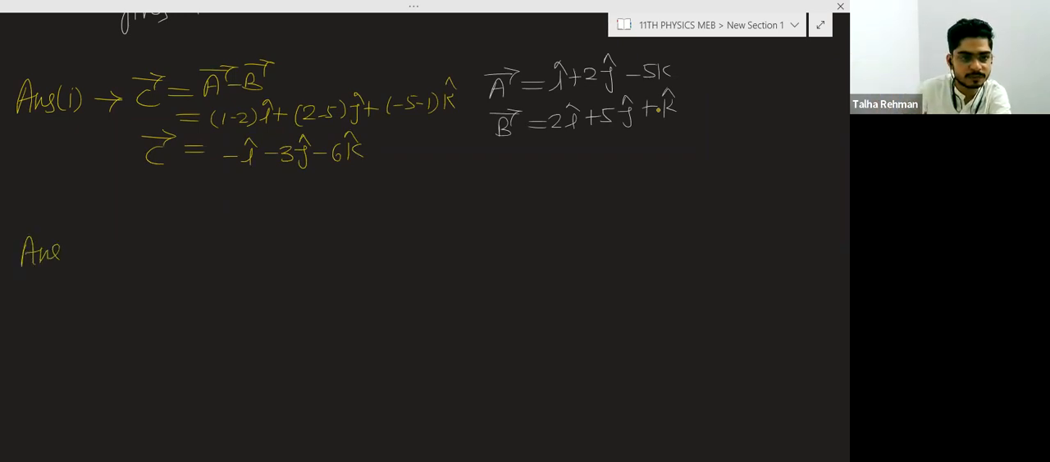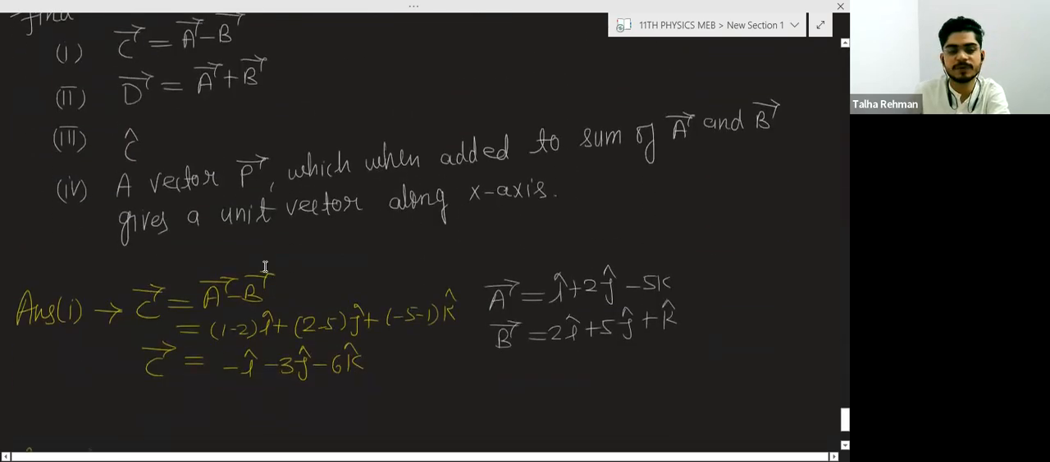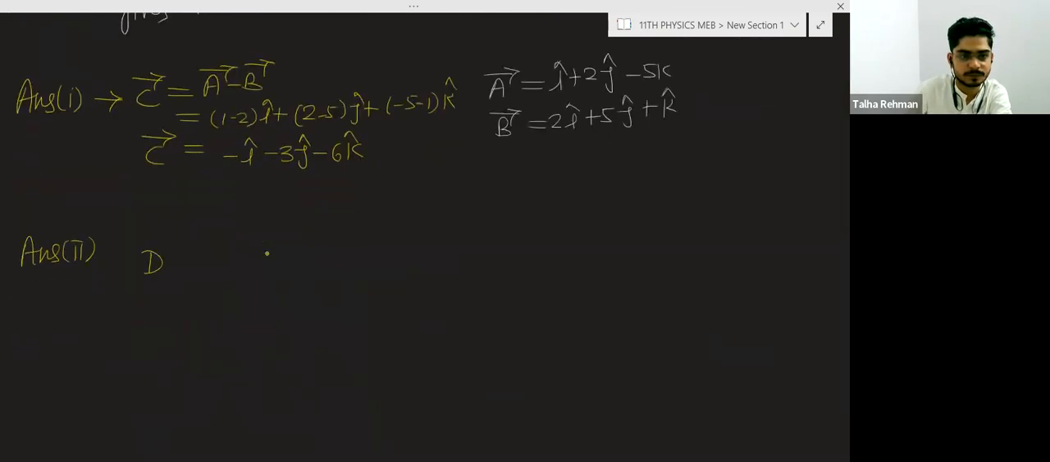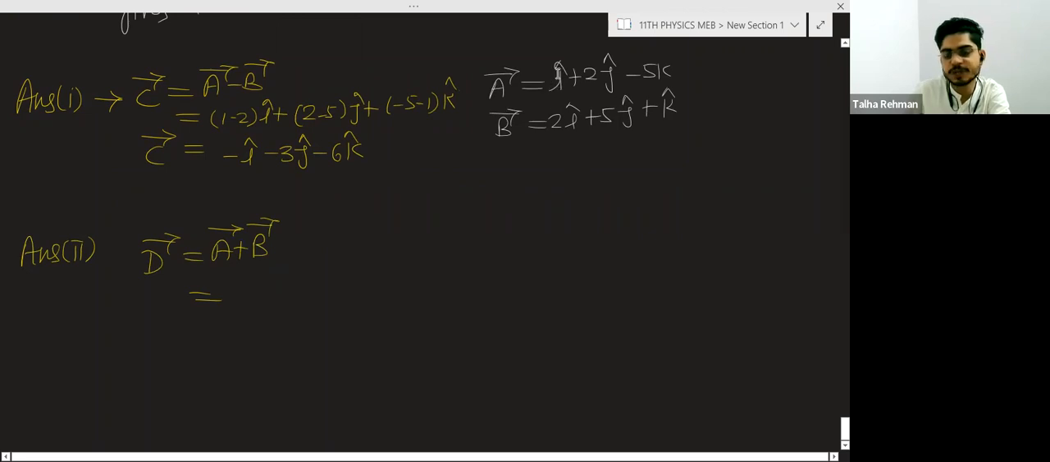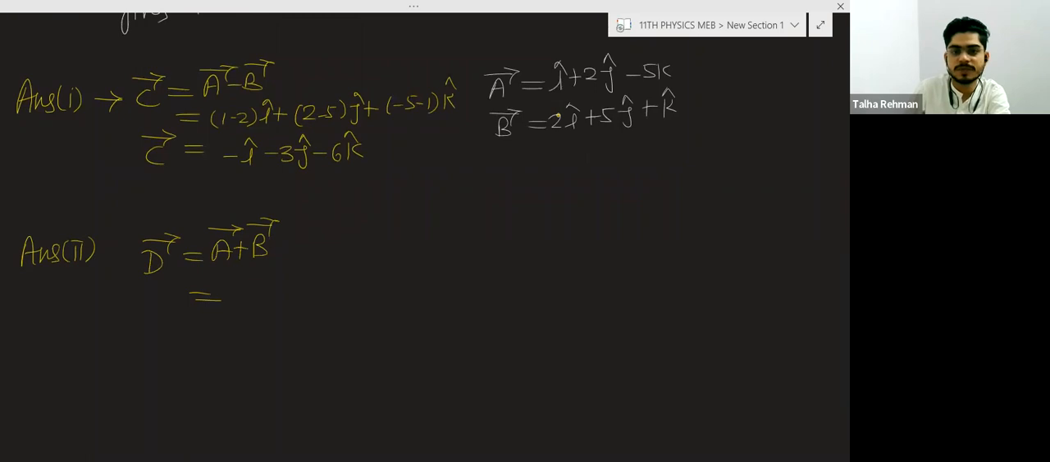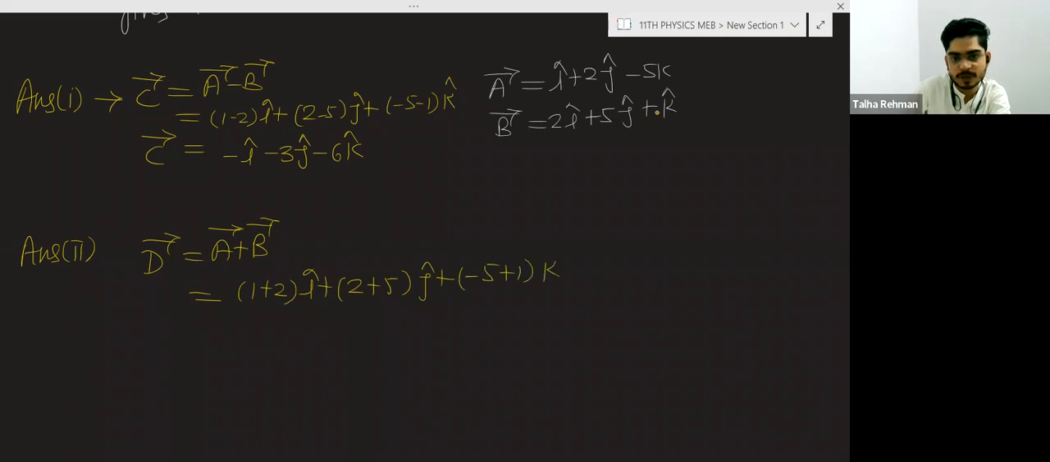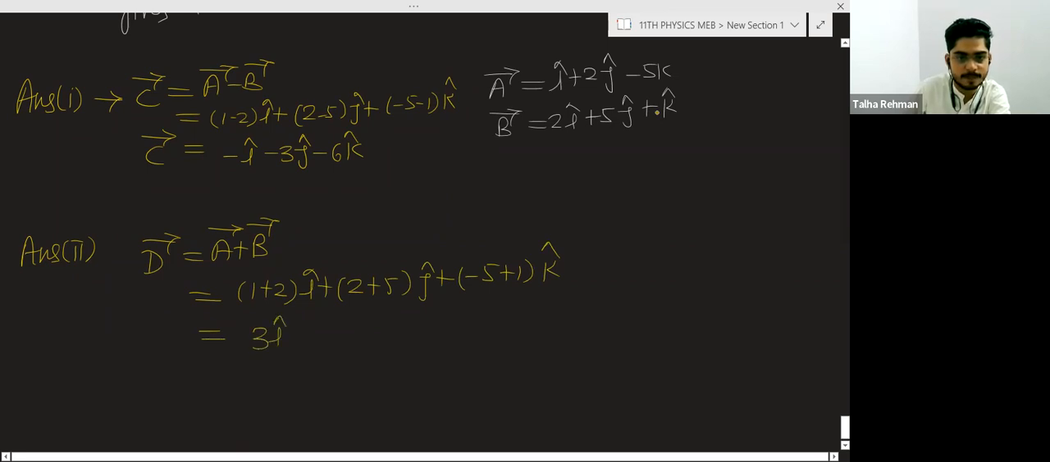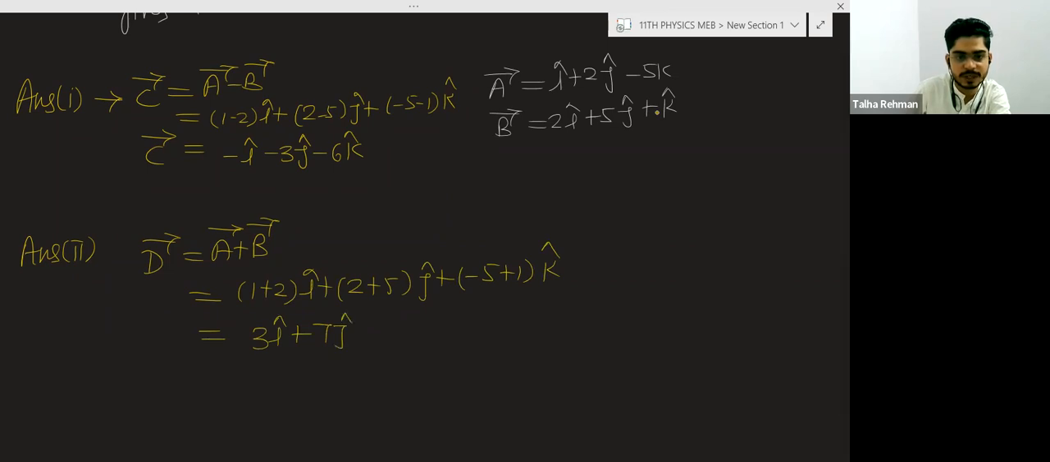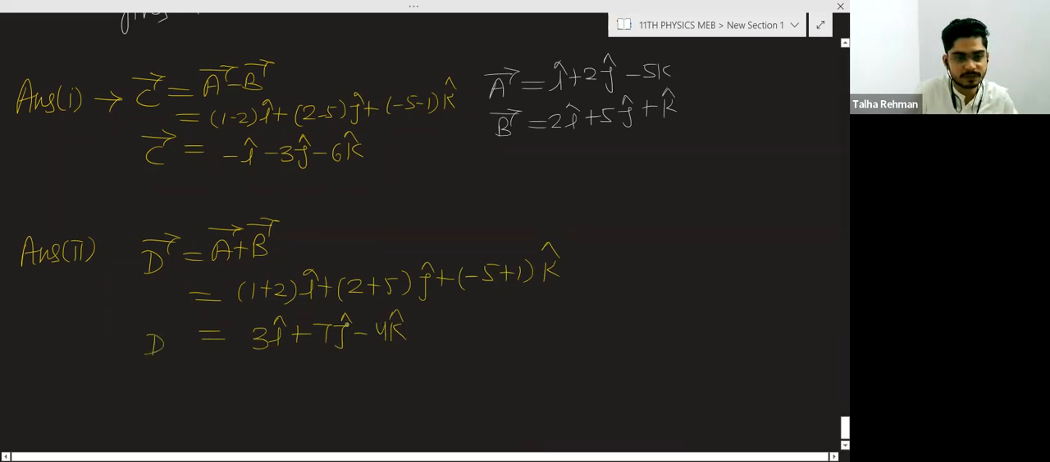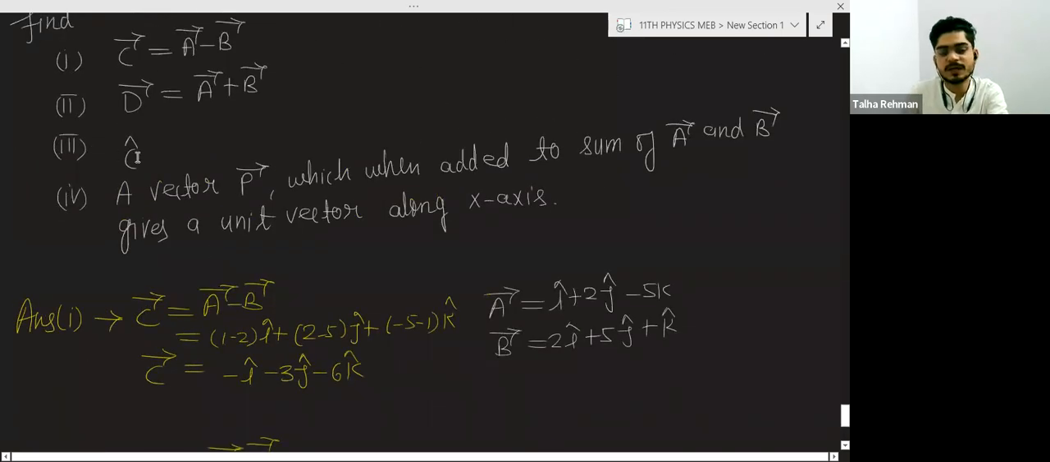Now we will calculate a D vector, second part of the question. A plus B we will find. D vector which is equal to A vector plus B vector. So we will add. Here is 1, here is the coefficient of i, here is 2. 1 plus 2 means 3i cap. So 1 plus 2 into i cap plus 2 plus 5 of j cap, and minus 5 plus 1 of k cap. So here you will get 3i cap plus 7j cap and minus 4k cap. Minus 5 plus 1 is minus 4. So you will get the D vector. Now you have to find in the third part the unit vector of C vector.